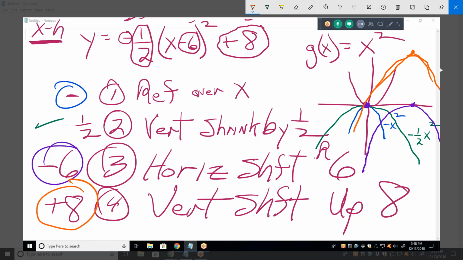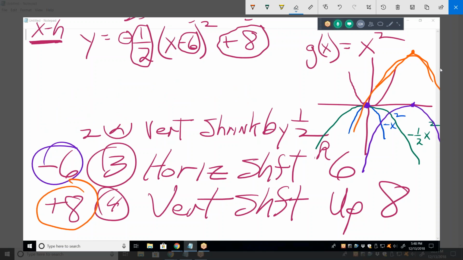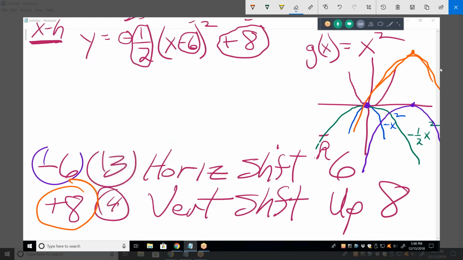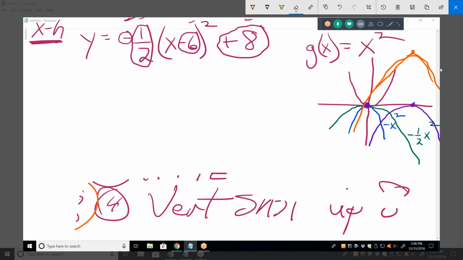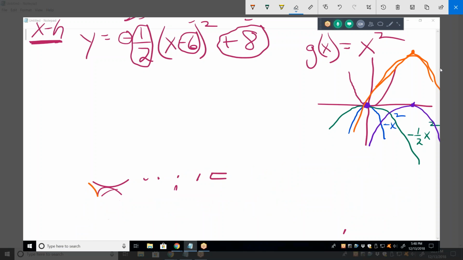Okay. Now, this is a really important topic. Before I leave it, I'm just going to give you a couple of things and ask you what they are. So we're going to make our parent function the same parent function, x squared. So tell me, hold on.